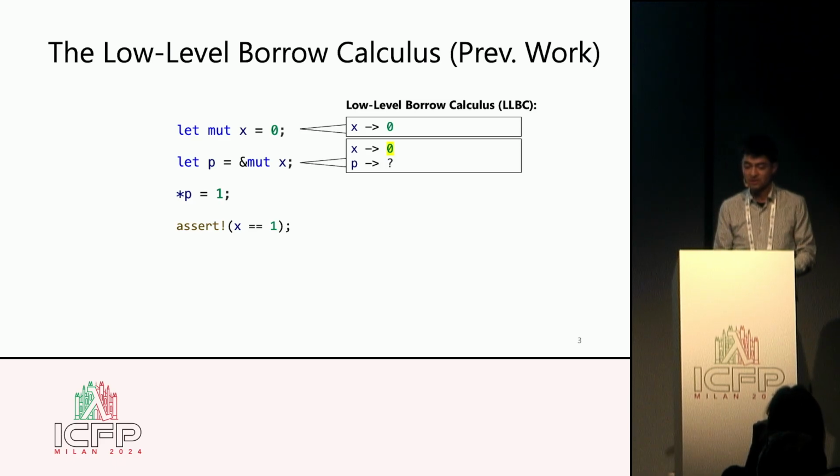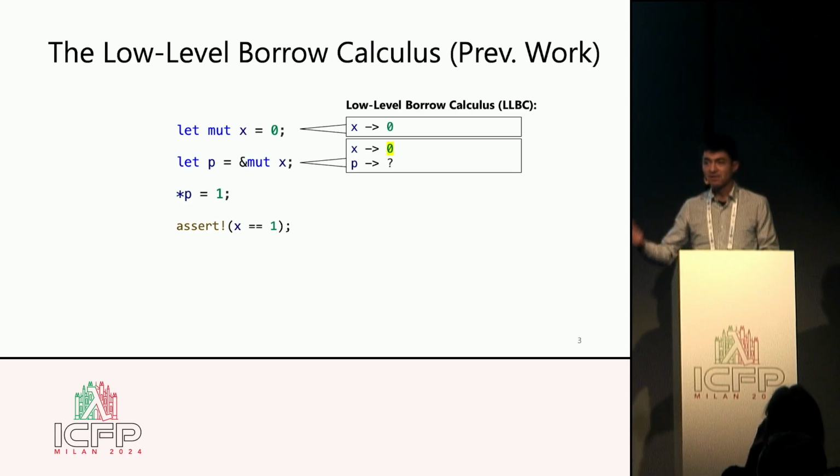And then we evaluate the mutable borrow. With LLBC, when we create a mutable borrow, we say that the borrow takes the value with itself so that it can read it and update it.